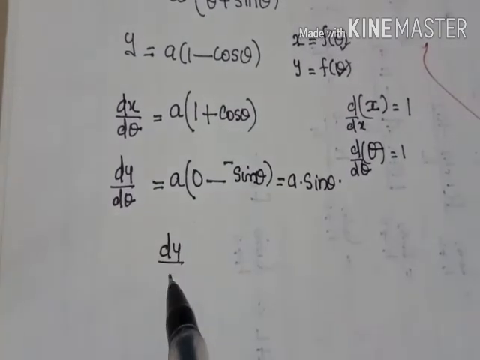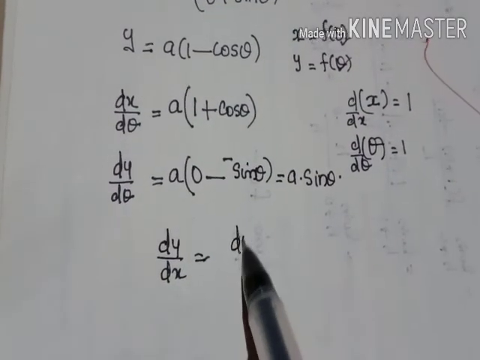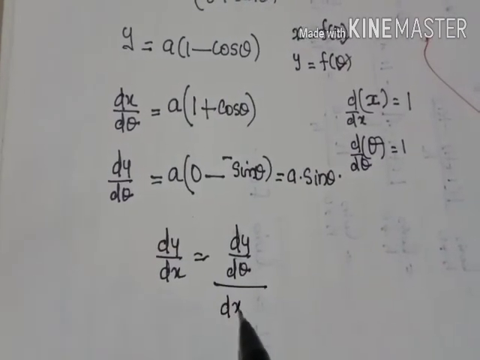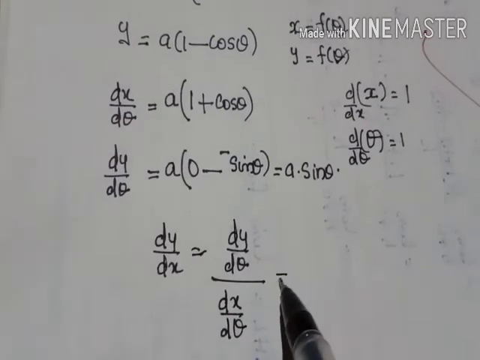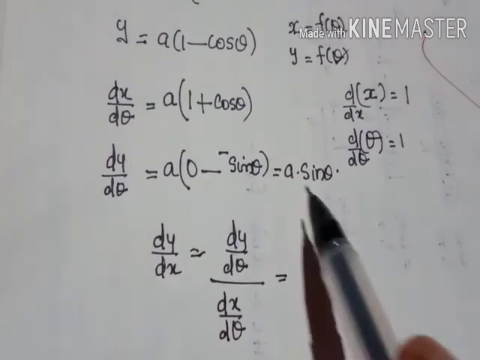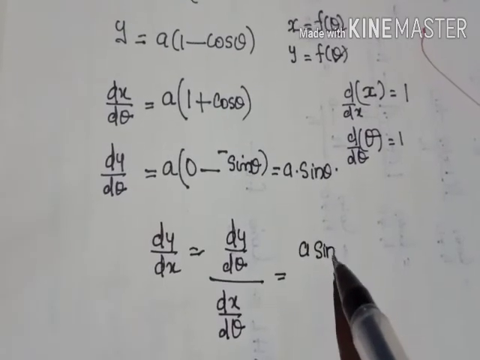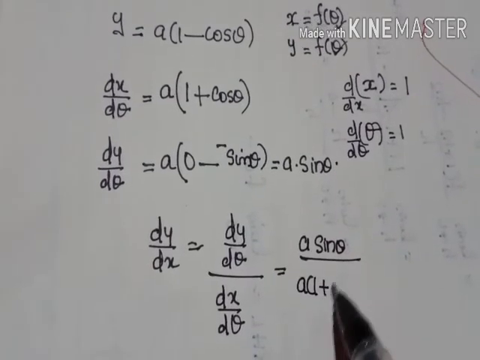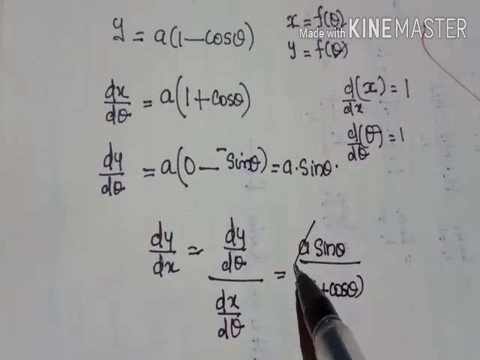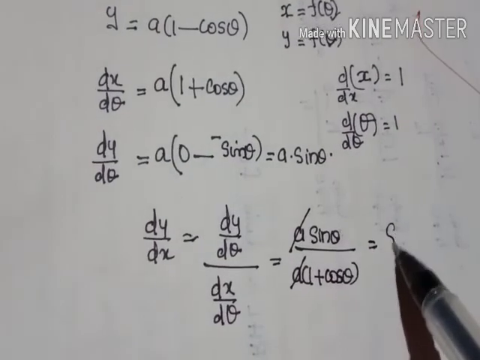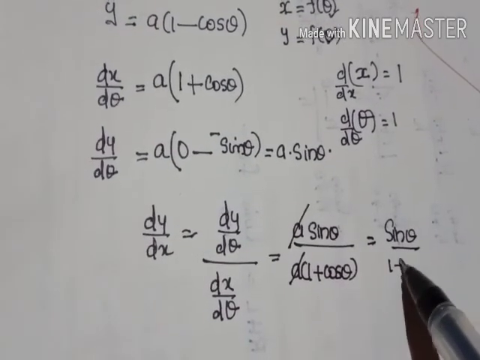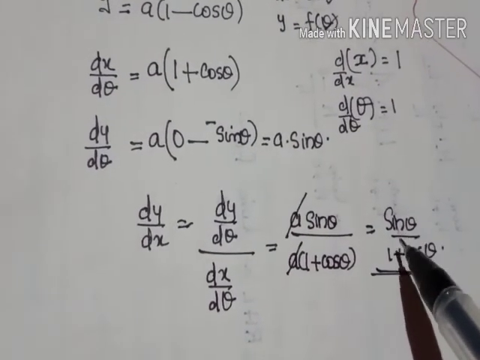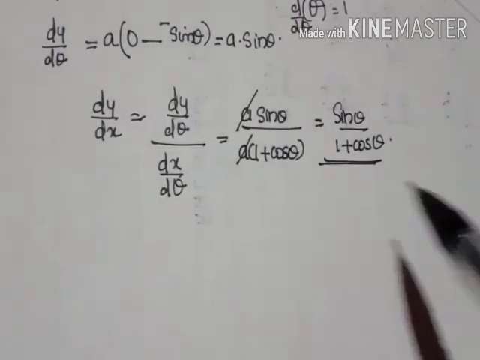So dy by dx becomes dy by d theta divided by dx by d theta. What is dy by d theta? It is a into sin theta, divided by dx by d theta, which is a into 1 plus cos theta. Cancel a. So we get sin theta by 1 plus cos theta. Either you can stop with this answer or continue the process.